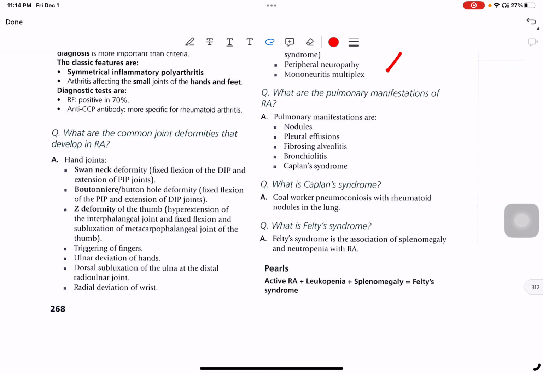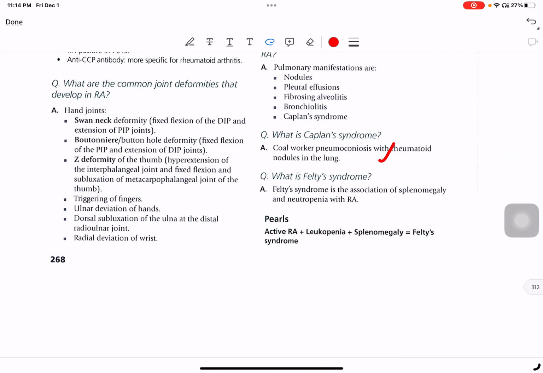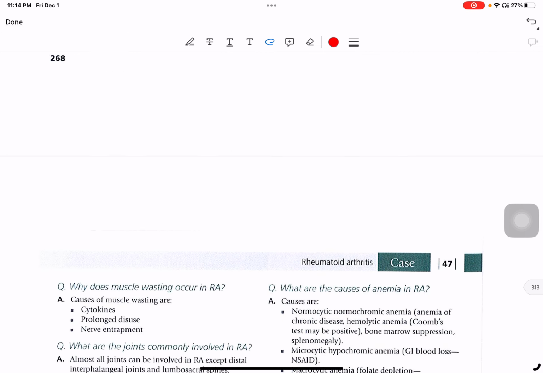What is Caplan syndrome? It is coal worker's pneumoconiosis with rheumatoid nodules in the lung. What is Felty syndrome? It is advanced rheumatoid arthritis associated with splenomegaly and pancytopenia. It may be associated with lymphadenopathy.